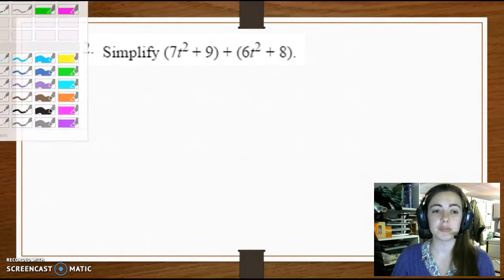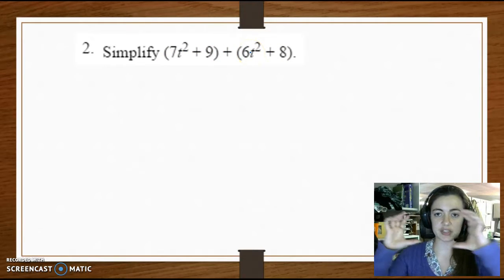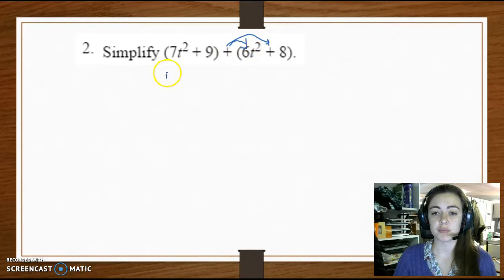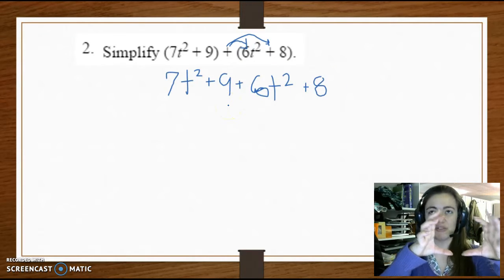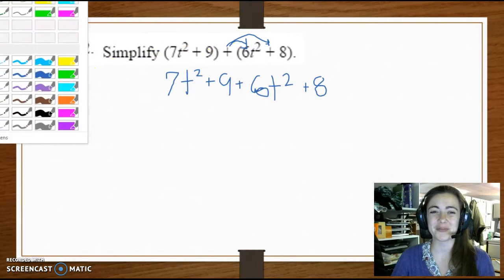For number 2, we're simplifying. 7t squared plus 9, plus 6t squared plus 8. There are parentheses there to let you know that you're taking this grouping plus this other grouping. Because you are adding, the adding would get distributed. So you'd be left with 7t squared plus 9 plus 6t squared plus 8. It looks exactly as if you didn't have the grouping symbols, but that's not always going to be the case, especially if there are any subtraction symbols, so be careful.